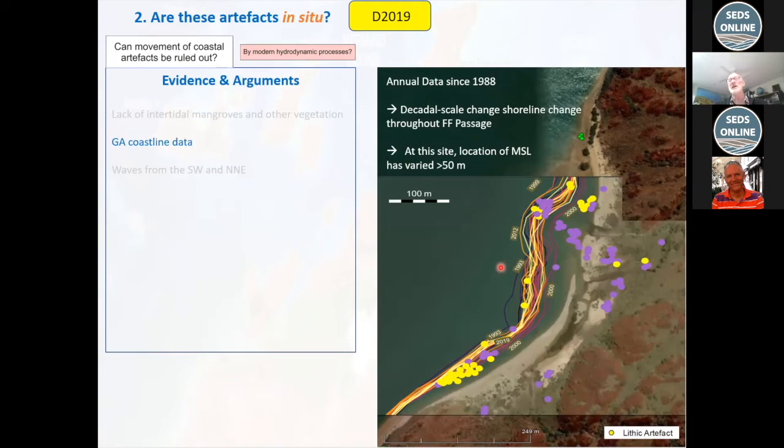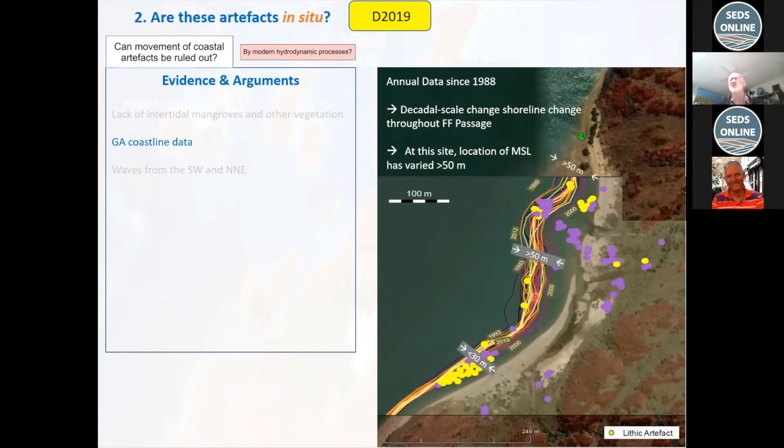There are annual data of where mean sea level was since 1988. We can talk about how this was done perhaps in questions if you're interested. But that means that we can look at 30 years of shoreline changes around the whole of Australia. Here we're concerned with Flying Foam Passage and this particular site. So I've just plotted some of the lines on here. This one's from the year 2000. That one out there is from the year 1999, etc. I've dated a few.